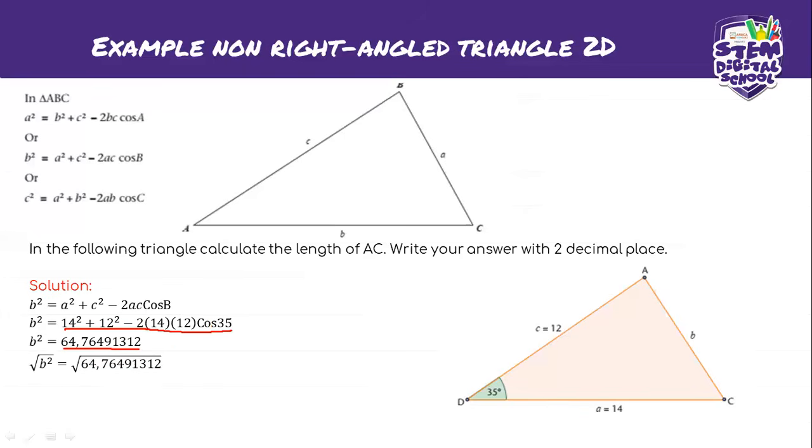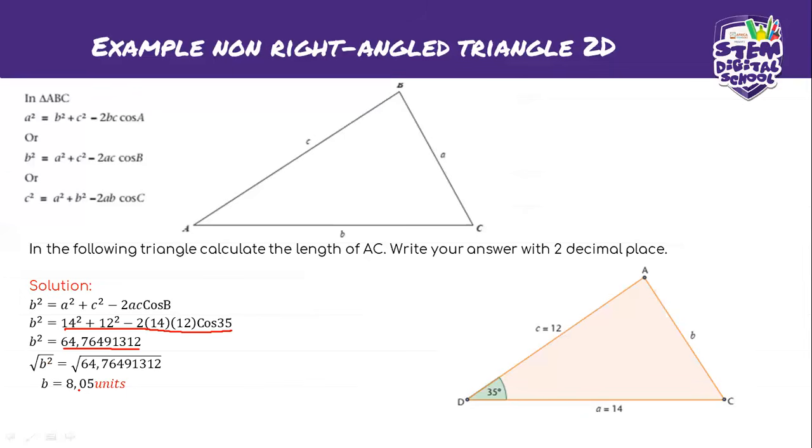Then you are going to square root both sides. Remember, we are in need of B. We are in need of B. So we have to get rid of this exponent 2. If that is the case, then we have to take the square root of both sides so that we can have the value of B. Then our value of B equals 8,05 units.